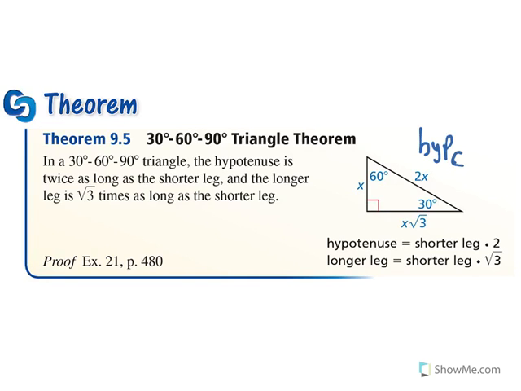And then my leg lengths: the side that's next to my 30, since I already have a 3 over here. Notice I have this 3 here and 30. That's going to be my side that has the square root of 3. And then my 60 is just going to have x.